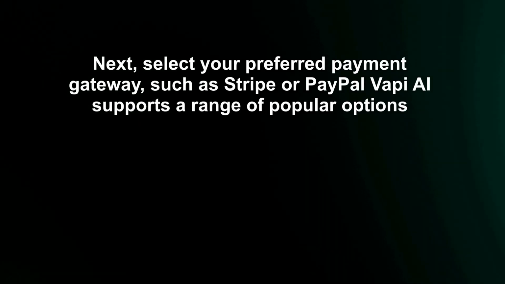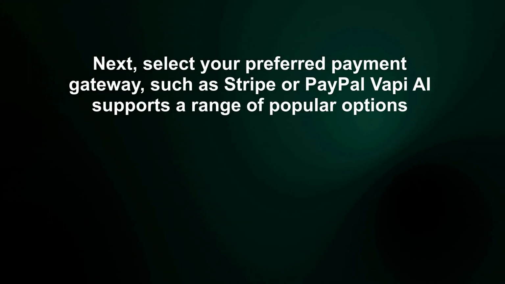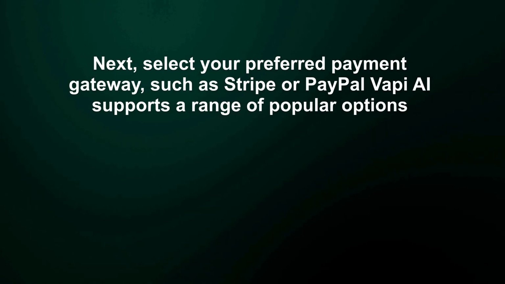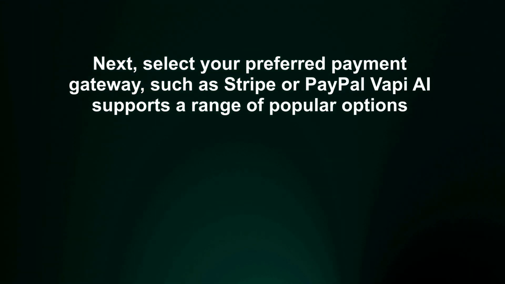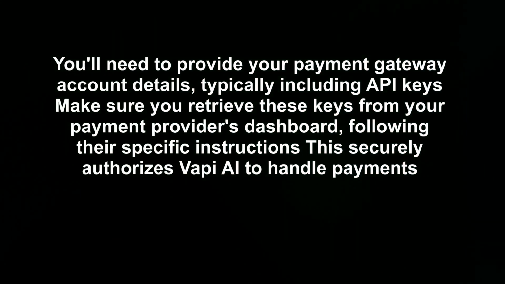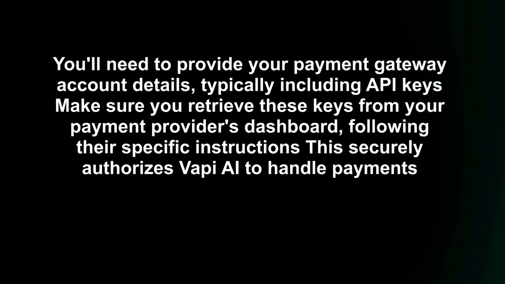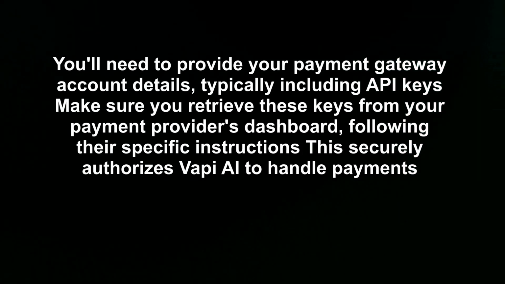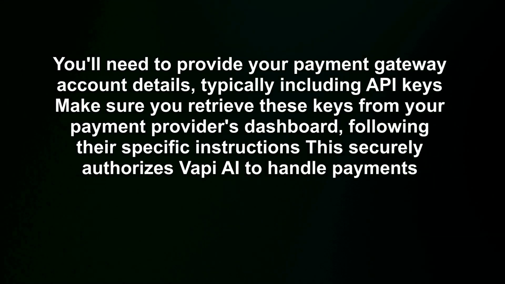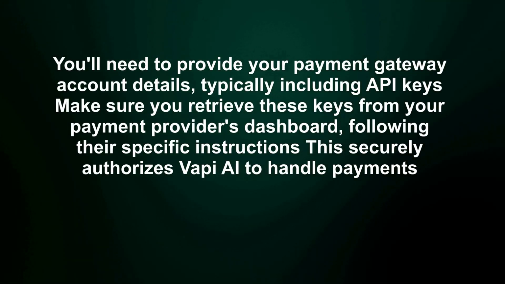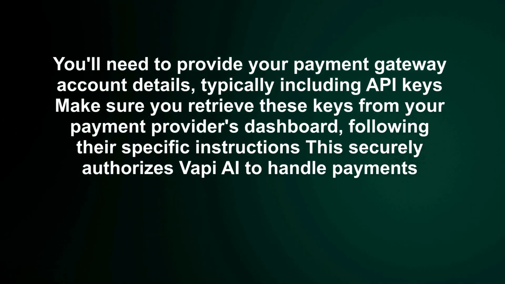Next, select your preferred payment gateway, such as Stripe or PayPal. Vapi Ai supports a range of popular options. You'll need to provide your payment gateway account details, typically including API keys. Make sure you retrieve these keys from your payment provider's dashboard. Following their specific instructions, this securely authorizes Vapi Ai to handle payments.